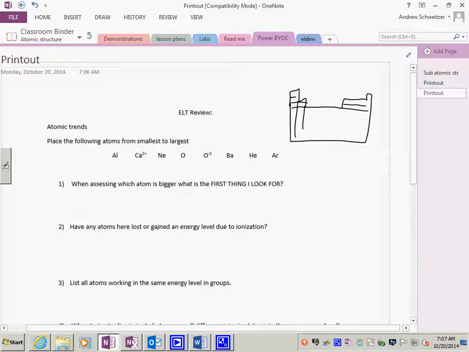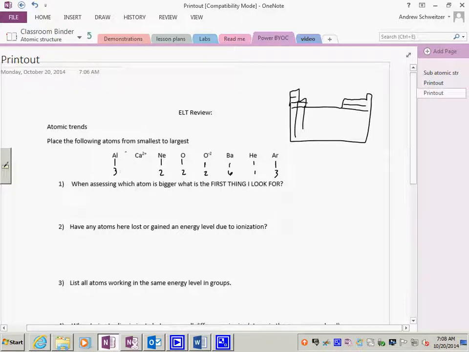So what row is the last electron in? Aluminum is going to be in the third row. Let's skip calcium for a moment, but we have neon. Neon is going to be in the second row. I'll come back to that one too because we have an electron charge here. Barium is way down there. It looks like row 6, if I count right. Helium is row 1, and argon is row 3.